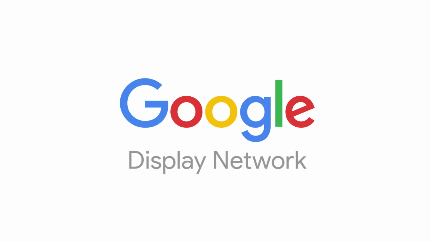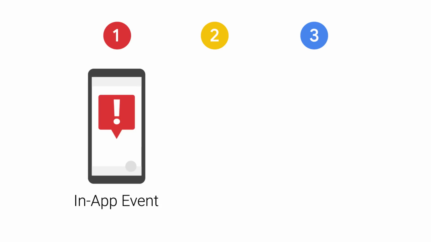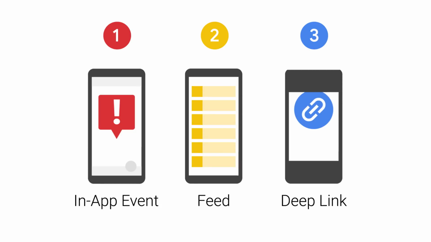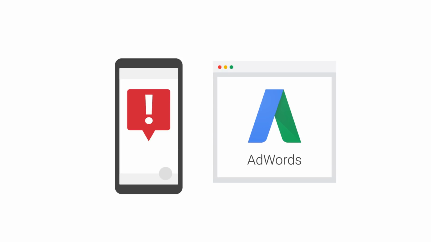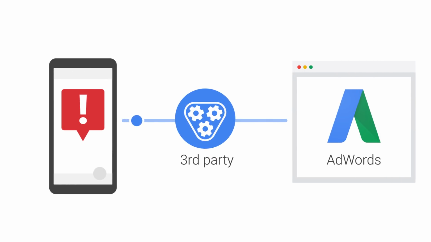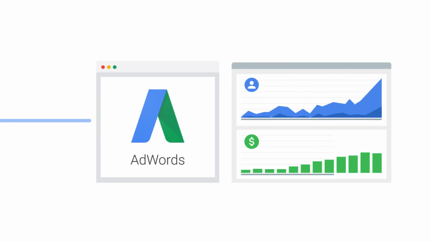Before you start running dynamic remarketing for apps, you'll need 3 things: in-app events, a feed, and deep linking. In-app events enable us to track and measure performance. With apps, you'll need a third party to pass information from the app to AdWords. By tracking these insights into AdWords, our dynamic product optimizes efficiently towards your business goals.